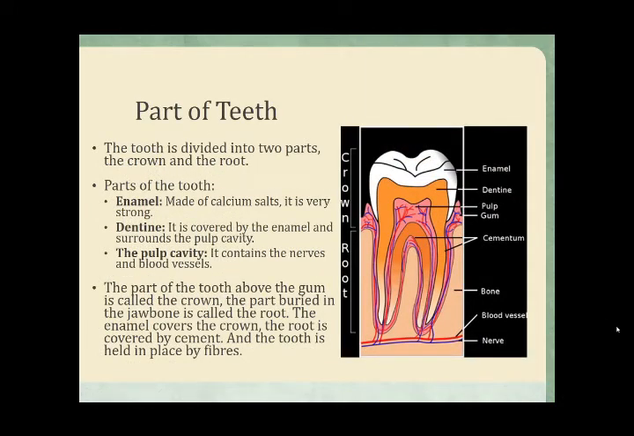Parts of the tooth. The tooth is divided into 2 parts, the crown and the root. You have enamel, dentine, and pulp cavity. So at the top you have enamel. Usually enamel is seen over the gums, so we call that the crown, but the part that is unseen is called the root.